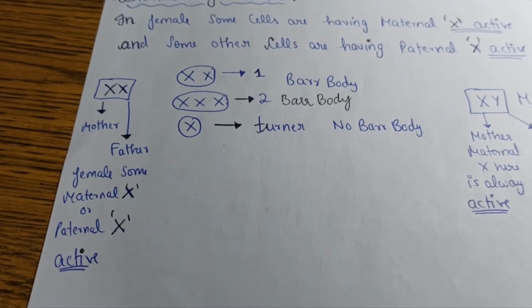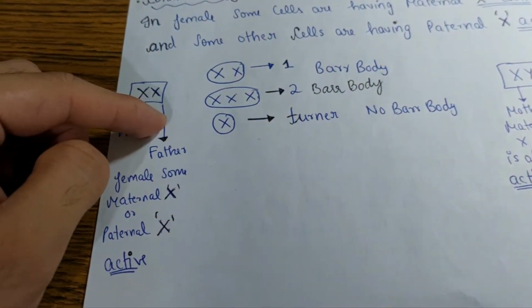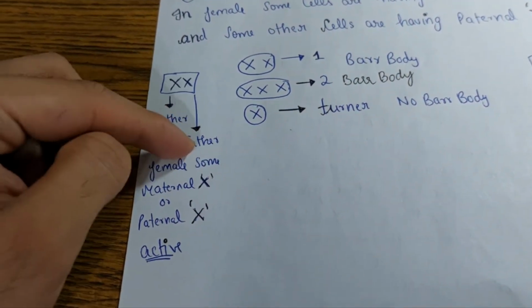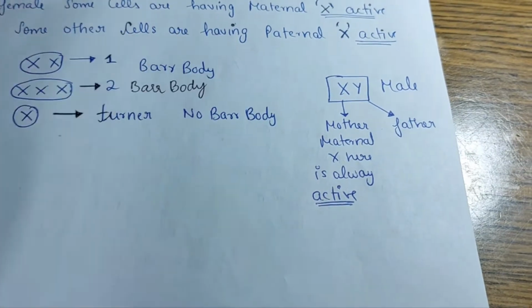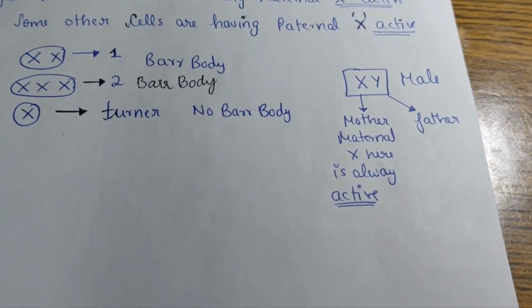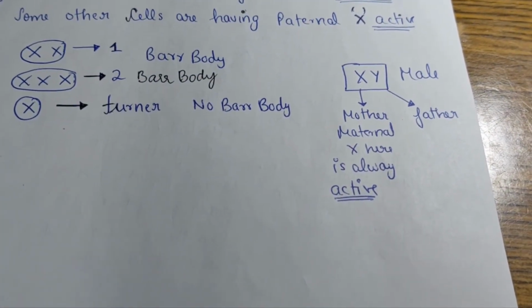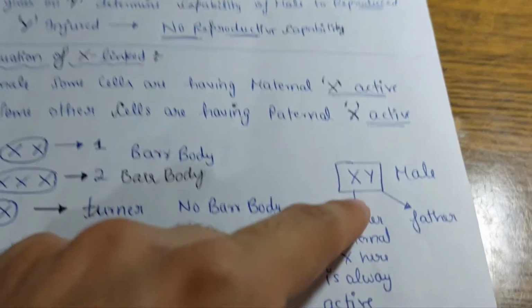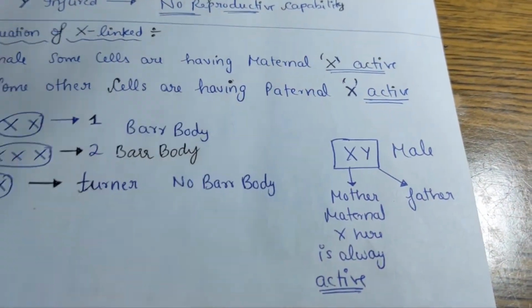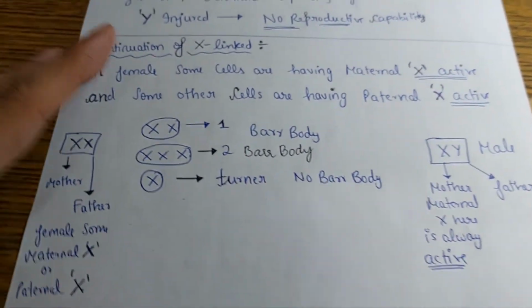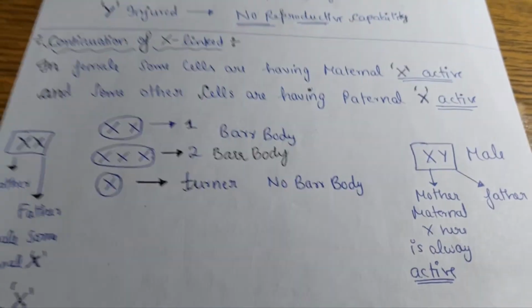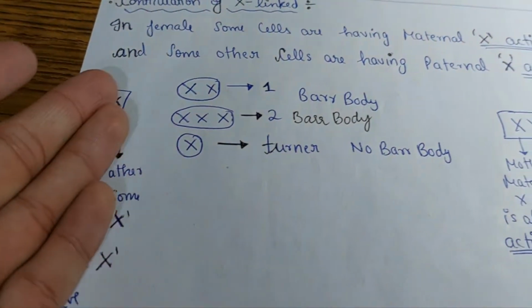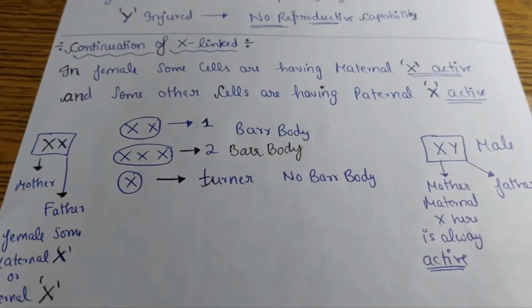So we know that in females we have XX, maternal X and paternal X, and in males we have XY, maternal X and paternal Y. In males, the one X which is present will always be active, because for normal functioning of the body, one X chromosome should be active. In males, that one will be active, whereas in females, in some cells the maternal X will be active, and in some cells the paternal X chromosome will be active.